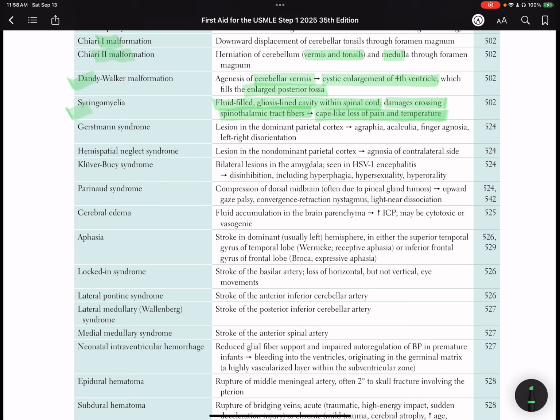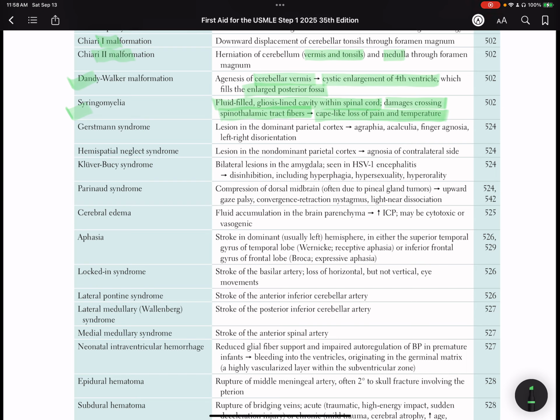What causes hemispatial neglect syndrome? Lesion in non-dominant parietal cortex causing agnosia of contralateral side. Hemispatial neglect syndrome is lesion in the non-dominant parietal cortex leading to agnosia of contralateral side.